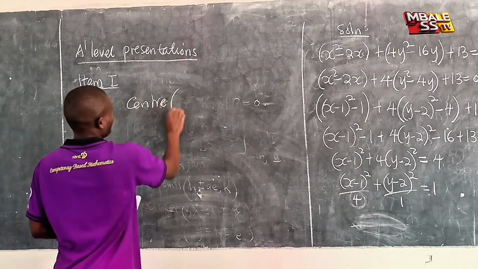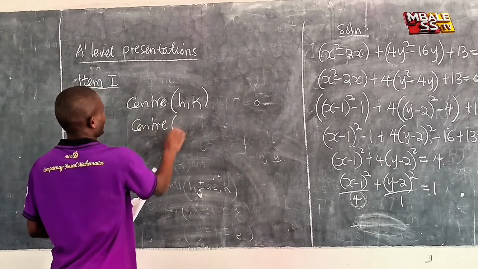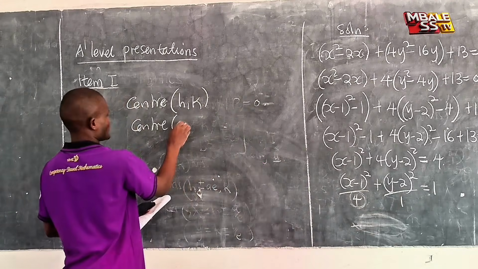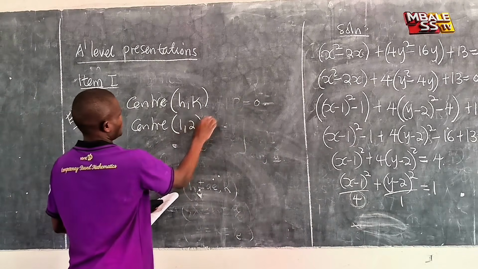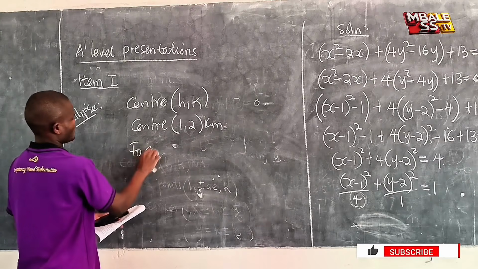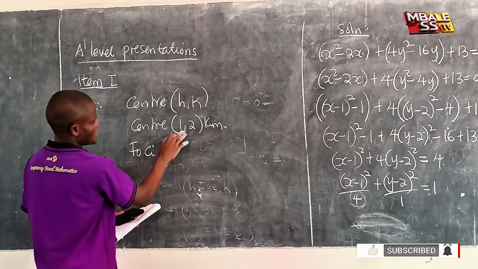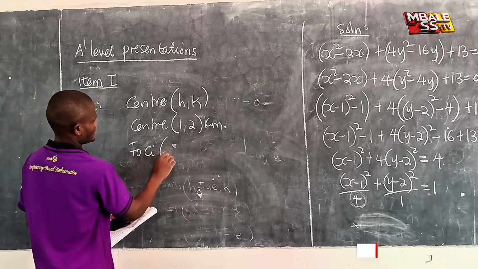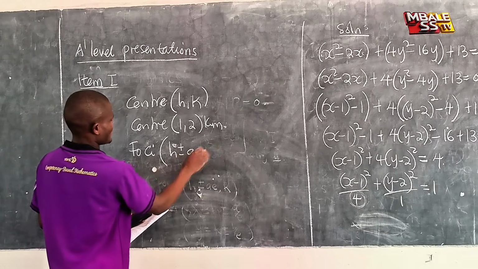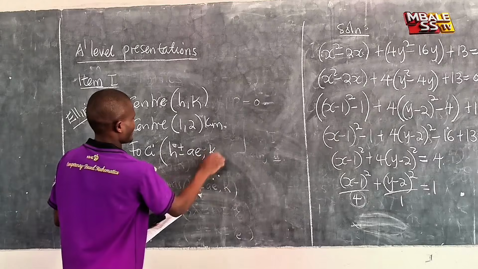The center is going to be now (h, k), which I believe we can now just compare. This is h and this is our k. So this is going to be (1, 2) kilometers. And then we can have the foci. So the foci here, we are going to have h plus or minus a times e, and then we are going to have here along with the k.